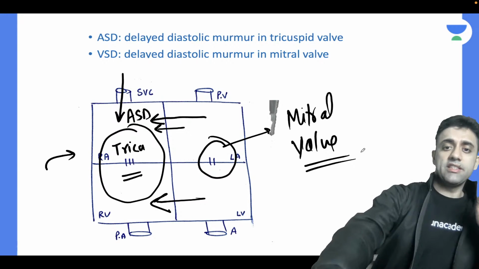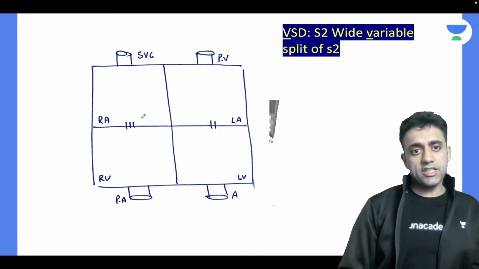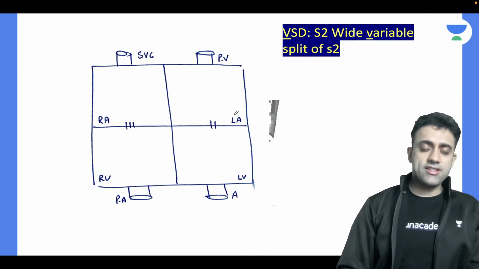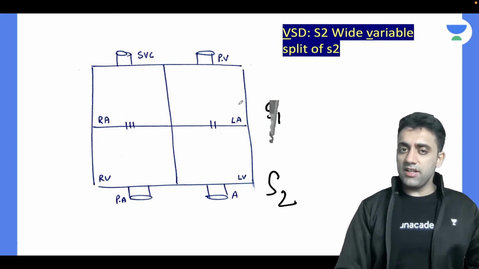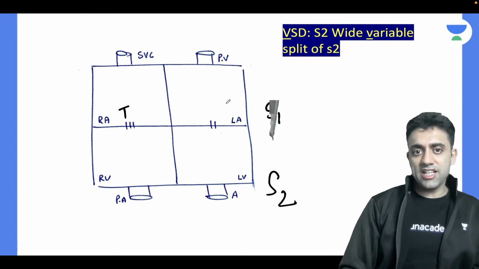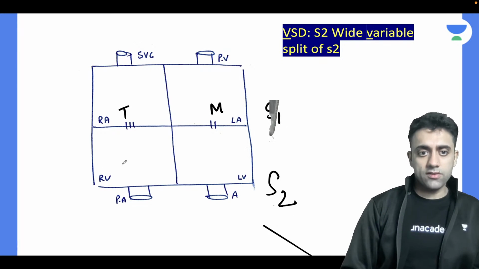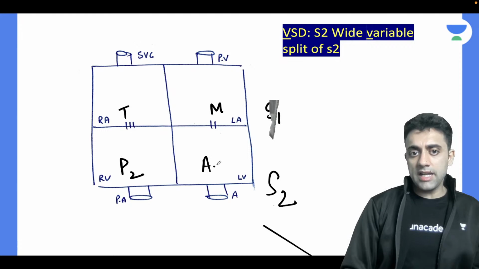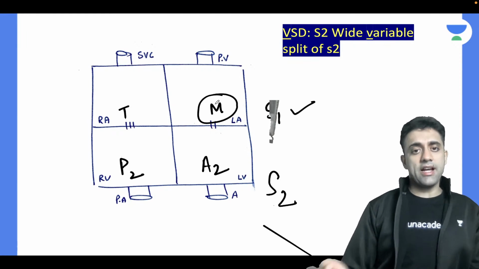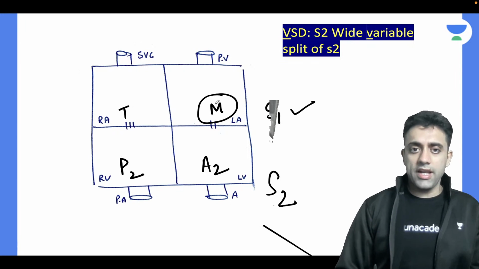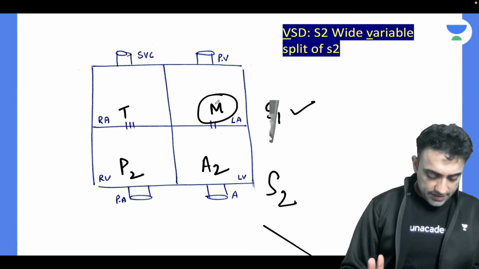That is the first point. The second important point is about S1. In exams they always ask what happens in S1 and what happens in S2. S1 is because of closure of the tricuspid valve and mitral valve, and S2, the second heart sound, is because of closure of the pulmonary valve and aortic valve. For the first heart sound, I already told you there will be a delayed diastolic murmur in the mitral valve in a case of ventricular septal defect. Did you understand that much?